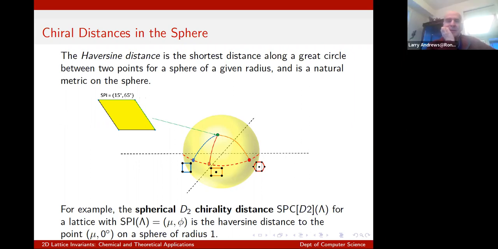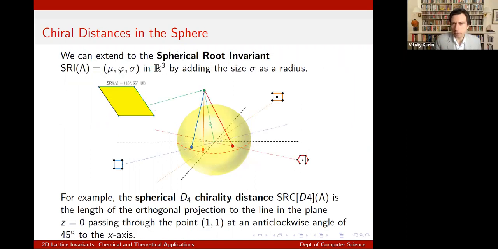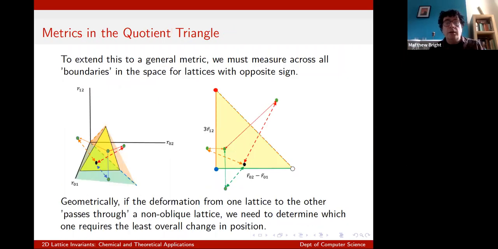So it might help if you return to the triangular map and explain again on a triangle, because it's easier. Yes. So in a triangle, if I happen to have two lattices that are of the same sign, then they will live in the quotient triangle. And I will just simply measure the Euclidean distance between them.